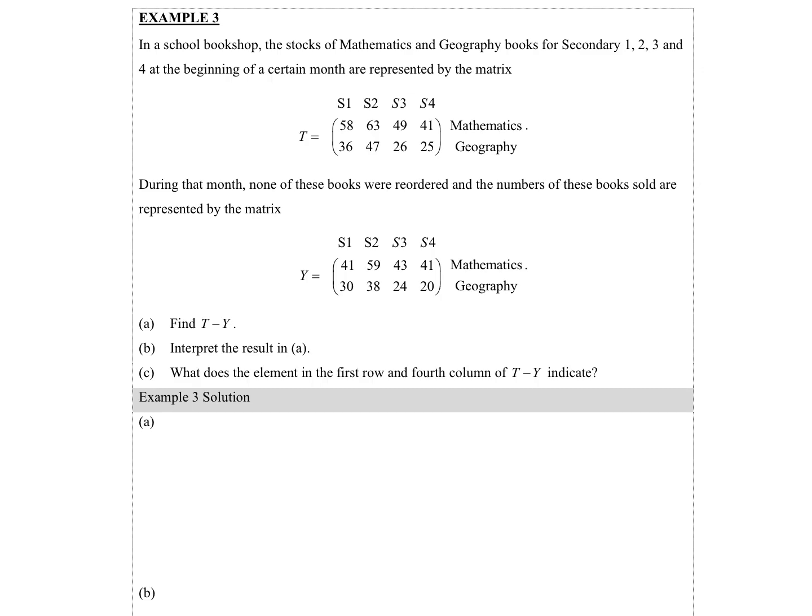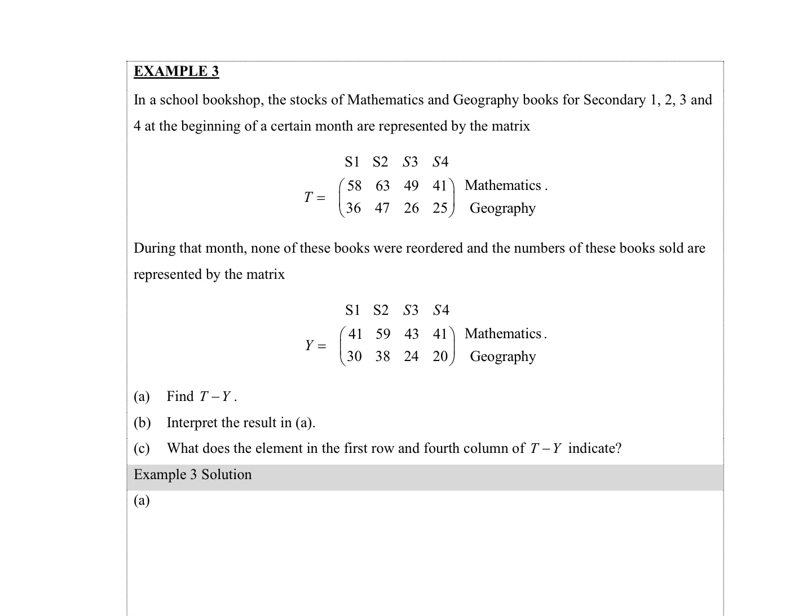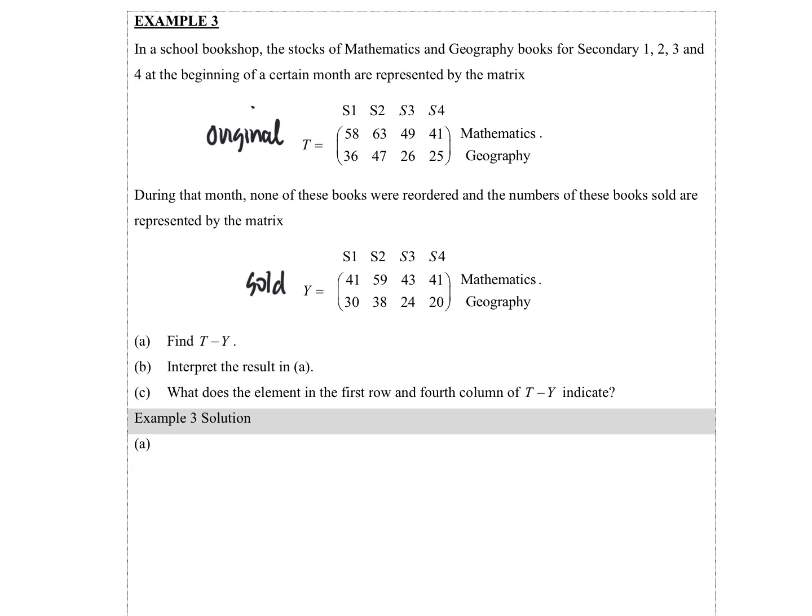Okay, this is a typical question. It says in a school bookshop, the stocks of math and job textbook for set 1, 2, 3, and 4 at the beginning of a certain month. During that month, none of these books were reordered and the number of books sold are represented here. So this one is sold. This one is your original stock at the start. So they say subtract it. So you just have to subtract it for them. So it's 17.